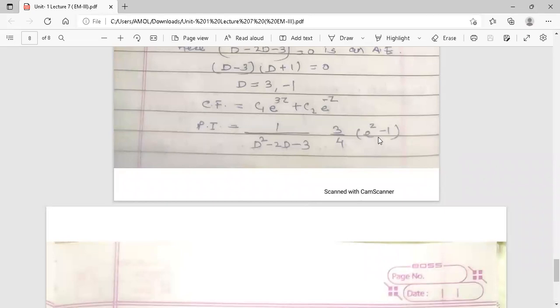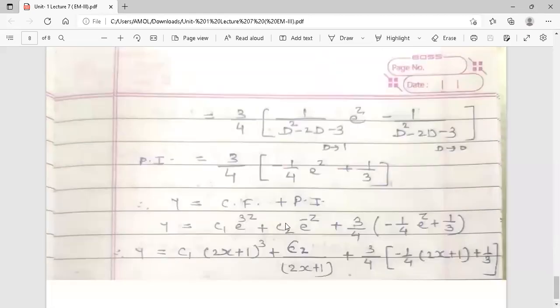It is a simple exponential function. One term contains the exponential function and the second term is a constant term. So use the first case of the shortcut method. Separate these two terms first. See the next step. 3 by 4, this term is constant, so write it as it is, in bracket 1 upon d square minus 2d minus 3 into e raised to z, minus 1 upon d square minus 2d minus 3. Okay, separate both the terms. So PI is equal to 3 by 4 as it is.